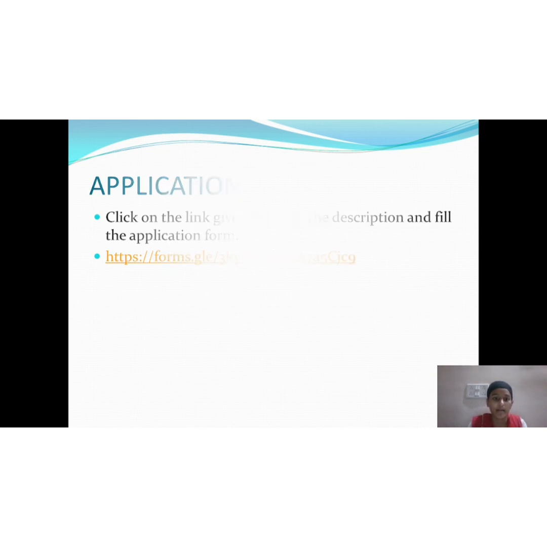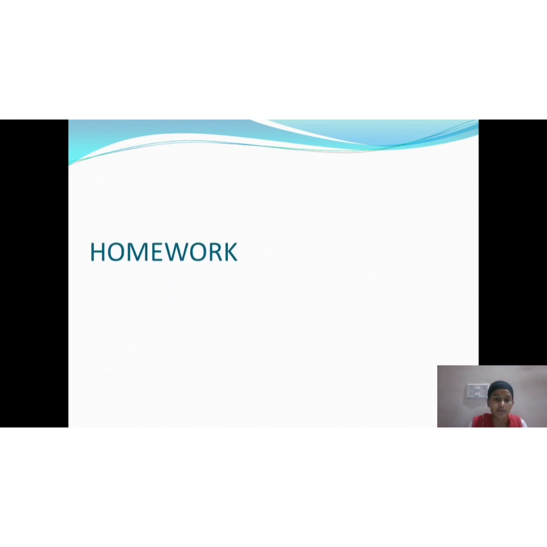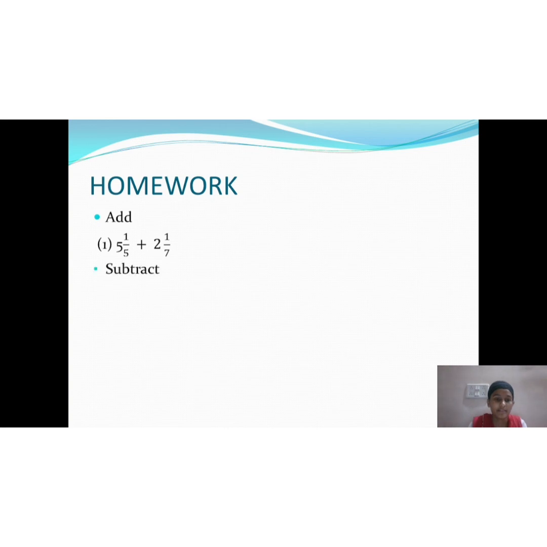Now coming to the last part, that is your homework. Add 5 1 upon 5 plus 2 1 upon 7. Subtract 7 1 upon 8 minus 6 1 upon 10. And show the following fractions on a number line: 3 upon 5, 6 upon 5 and 2, 3 upon 5.